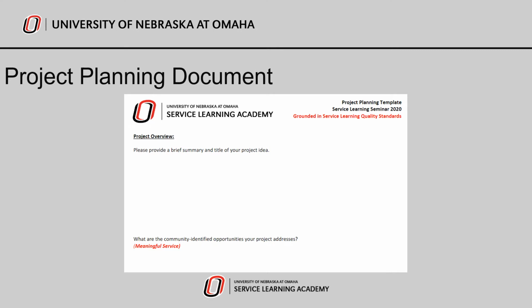Welcome to your project planning document. We want to go over this document today, recognizing that this is a fluid document and will likely have multiple changes. On this first page, you will see the project overview. Here is a space where you will briefly describe your project, including a title. This is the fun space where you get to be creative in identifying what your students will do and what the overall service learning project will be. The second question asks you to identify the community identified opportunities your project will address. This is where what your students will be learning will link to meaningful service.